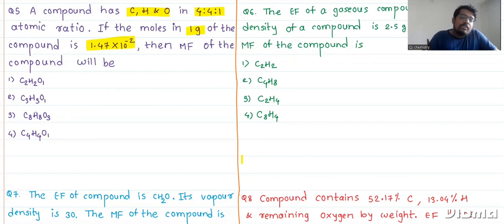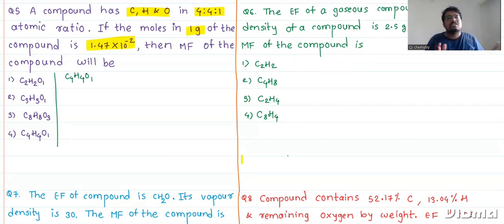Now, here in this question, the atomic ratio of carbon, hydrogen, and oxygen is given to us. So carbon is 4, hydrogen also 4, and oxygen 1. So this atomic ratio is nothing but the empirical formula. So let us first calculate the empirical formula weight. The empirical formula is given to us.